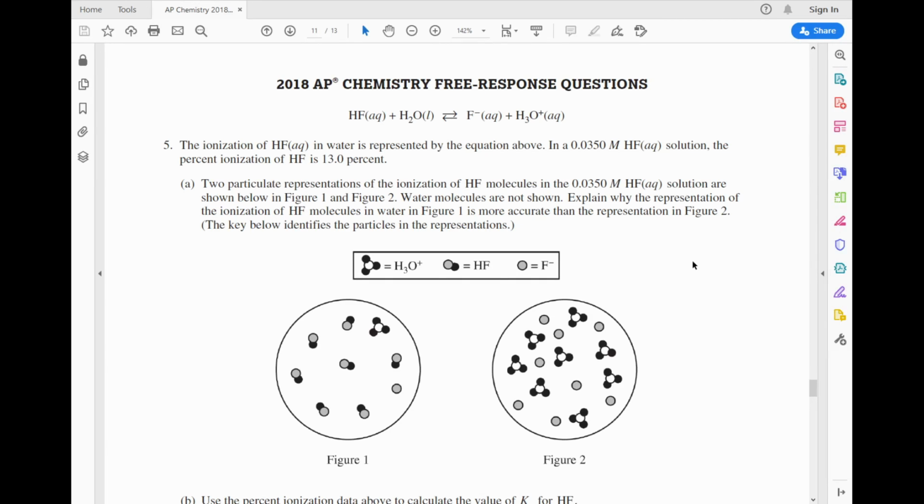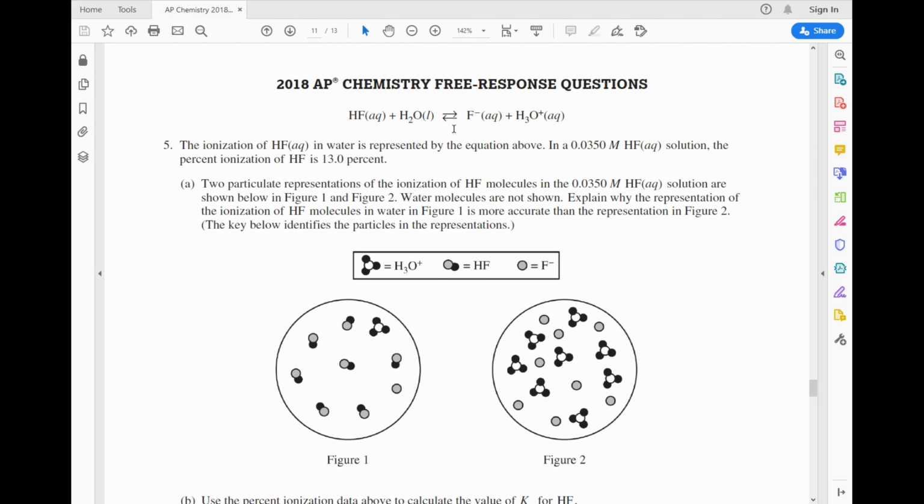Good morning, and today we're looking at 2018 AP Chemistry's FRQ question number 5. Question 5 starts with this equation: HF plus H2O liquid gives us F minus aqueous and H3O plus aqueous. It says the ionization of hydrofluoric acid in water is represented by the above equation. If in a 0.0350 molar hydrofluoric acid solution, the percent ionization of HF is 13%.